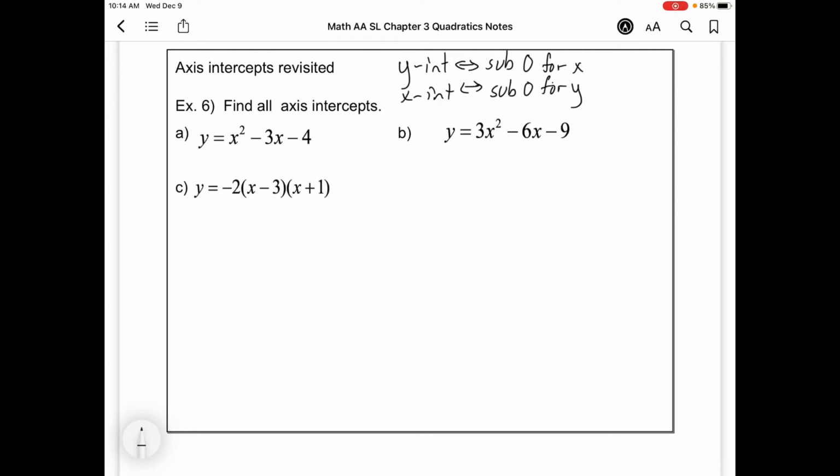Now sometimes you can use the form of the function to help you out. So I've got stuff in two different forms here. I've got some trinomial stuff, and I've also got one that's in factored form. If I wanted to find the x-intercepts, I think the easiest one to do is probably C. But let's just do these in order.